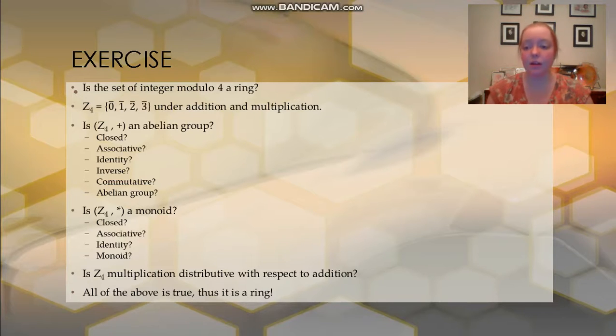So is it closed under multiplication? If you multiply 2 numbers of the set, do you get another number of the set? Yes. So let's say you multiplied 2 times 3, you would get 6, and then modulo 4, that becomes 2. 2 is still in the set, so it is closed.